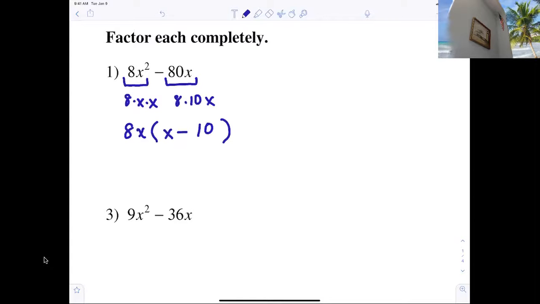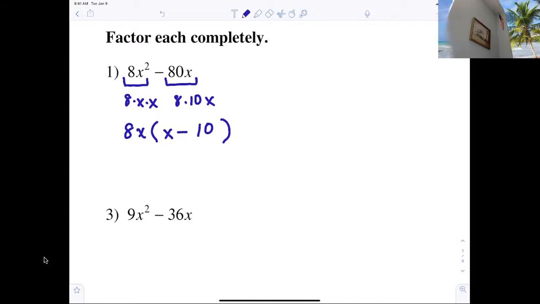Factors are just the numbers multiplied together to get that number. So we're pulling out the greatest common factor. Could I pull out a 4 from each bucket? Yes. Could I pull out a 1 from each bucket? Yes. Could I pull out a 2? Could I pull out an 8? So I'm choosing the largest of those factors.